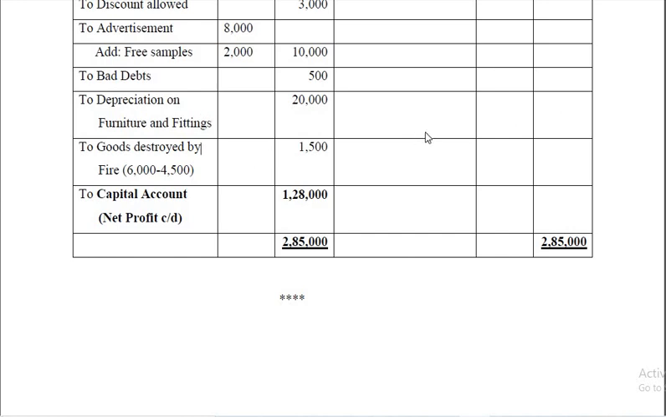So in this account, when you compare the credits with the debits, total of credits is more than debits, therefore there is net profit, so that is transferred to capital account, which will be shown on the liability side of the balance sheet.